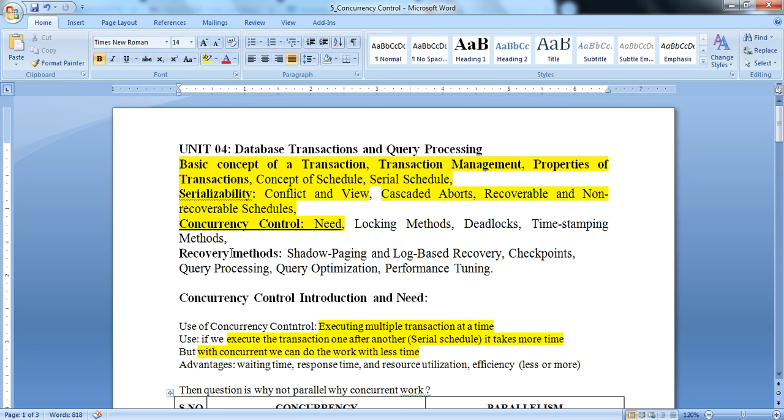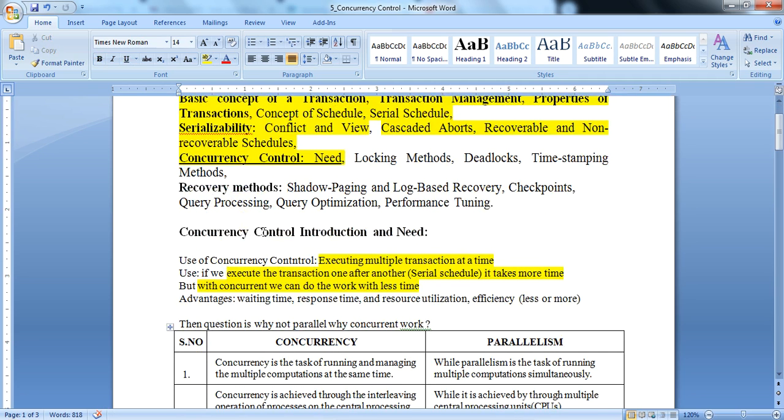Now we already know about the database management system, which runs with the concept of the transaction, or transaction management. Under transaction management, it contains the concurrency control process, which controls the concurrent execution of the transactions. That is simply the concurrency control introduction.